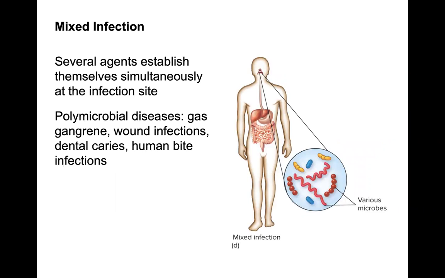Mixed infections, this is when several agents establish themselves simultaneously at the infection site. Polymicrobial diseases will include things like gas gangrene, wound infections, dental caries, which are cavities, and human bite infections.